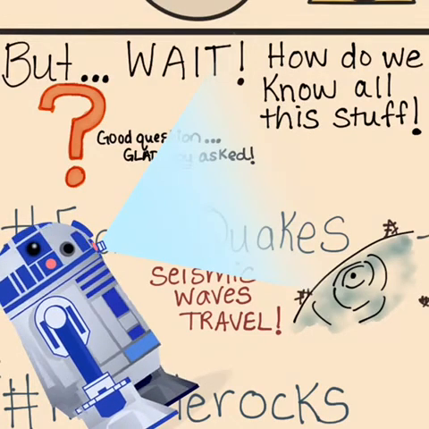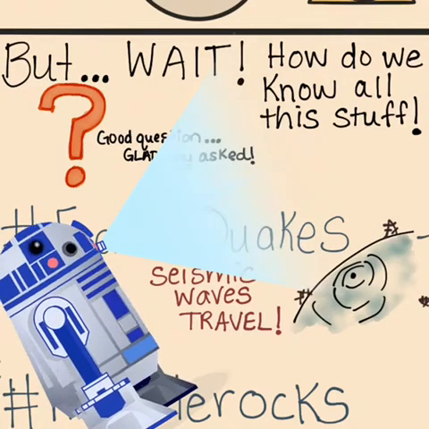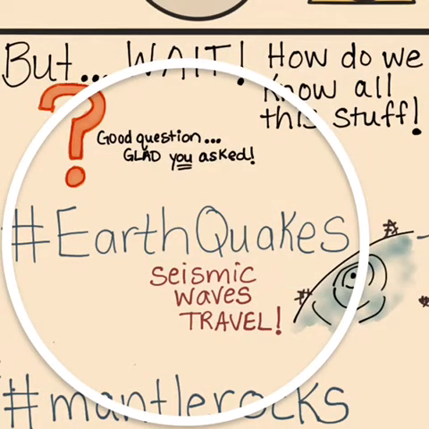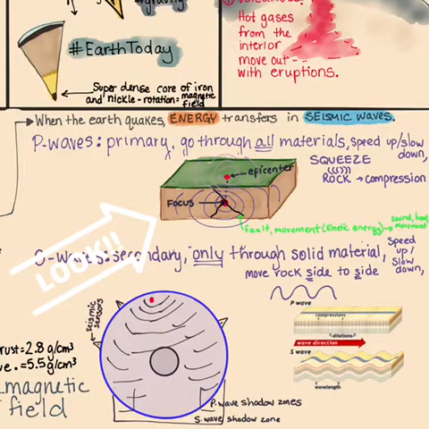I am more concerned about whether you know the answer to this question, and that is, how do we know all this stuff? Because we can't drill to the core of the planet, so how do we know what it's like? One of the best indicators of what the planet is like is the evidence and the data that we get from earthquakes. When the planet moves, energy is transferred, and those seismic waves travel. Now, when earthquakes happen, they actually happen in stages.